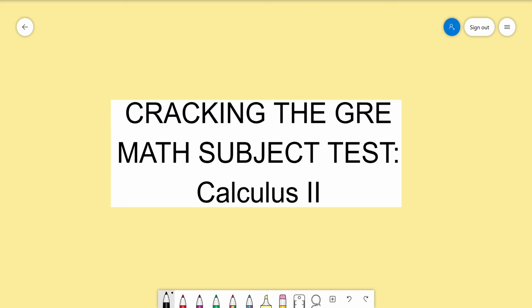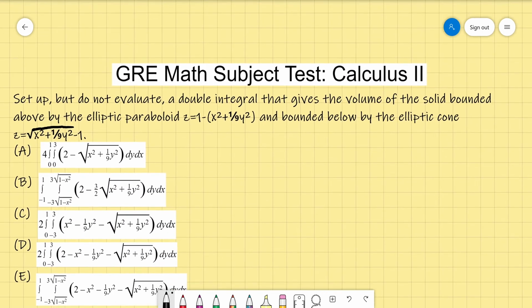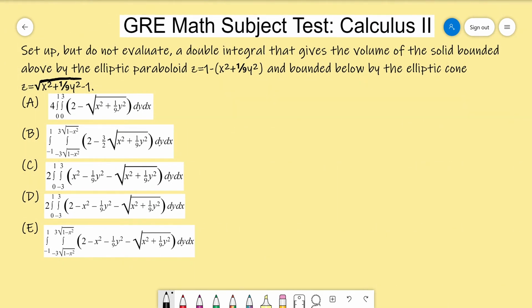This is Calculus 2. We're on question number 28. In this question, we're asked to set up a double integral to evaluate that will represent the volume of the solid that's bounded above by this elliptic paraboloid and below by this elliptic cone.